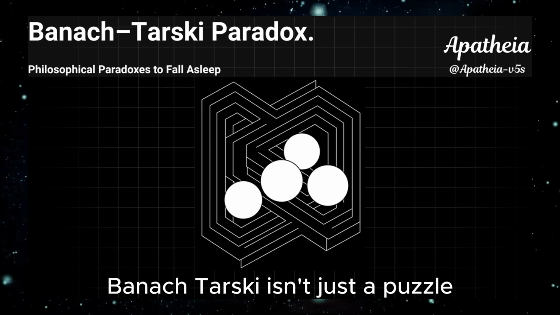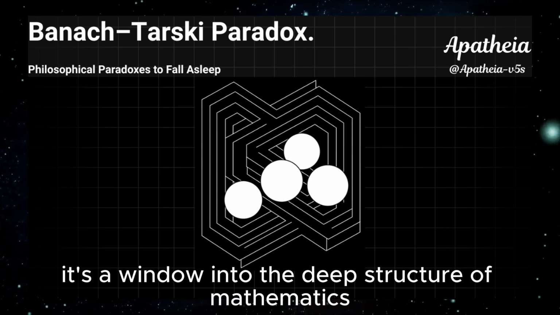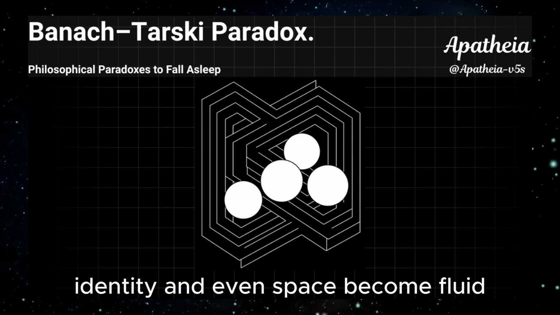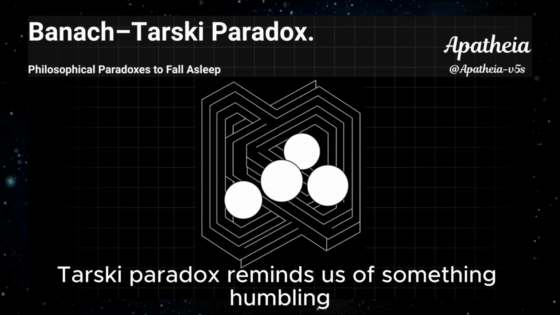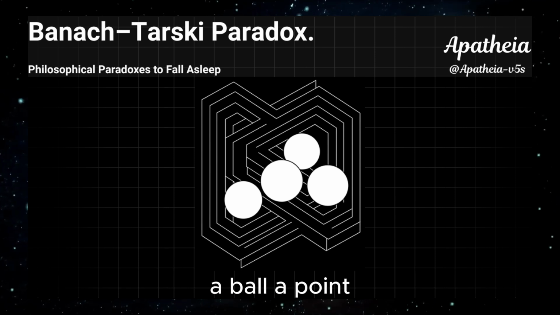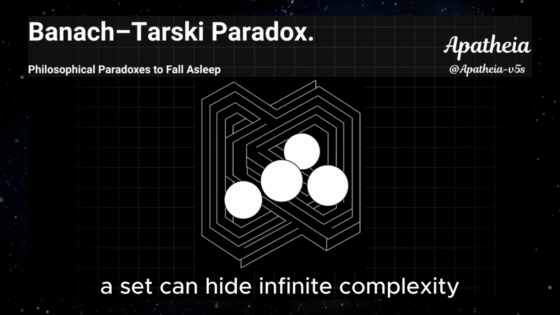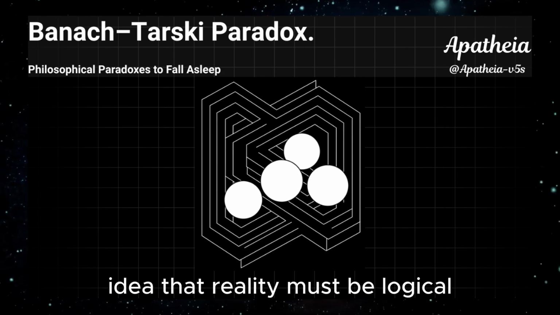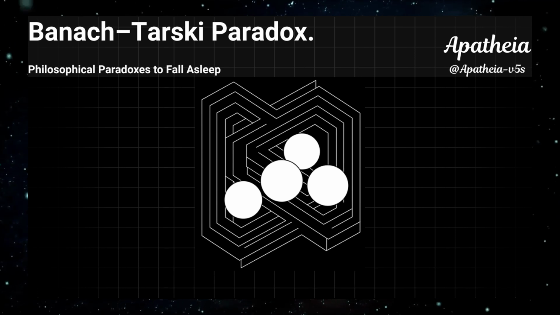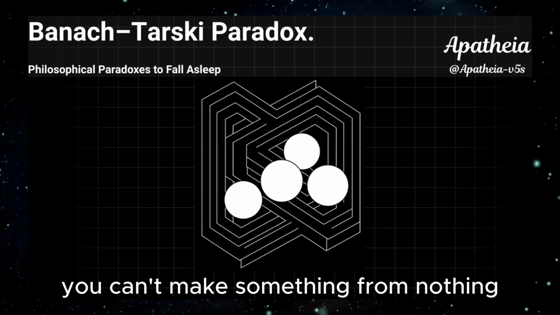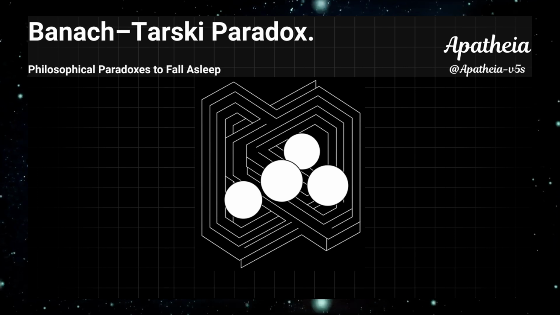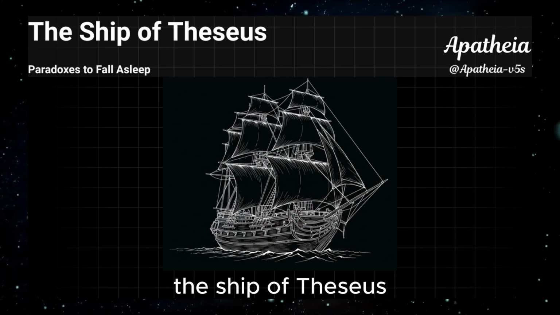Banach-Tarski isn't just a puzzle. It's a window into the deep structure of mathematics, where concepts like volume, identity, and even space become fluid. The Banach-Tarski paradox reminds us of something humbling. In the world of math, even simple objects, a ball, a point, a set, can hide infinite complexity. It challenges the very idea that reality must be logical, that quantity is fixed, or that space behaves in predictable ways. So next time someone tells you you can't make something from nothing, you can smile and say, mathematically, maybe you can.